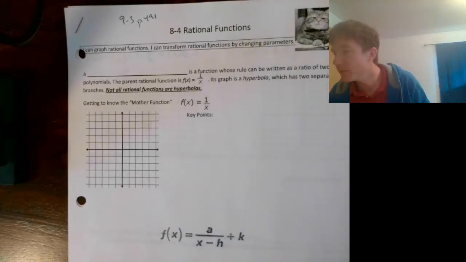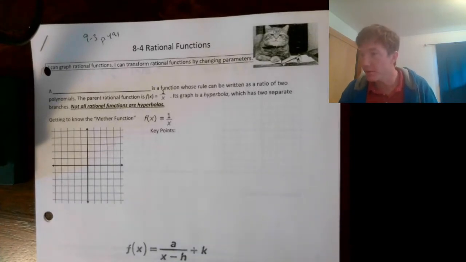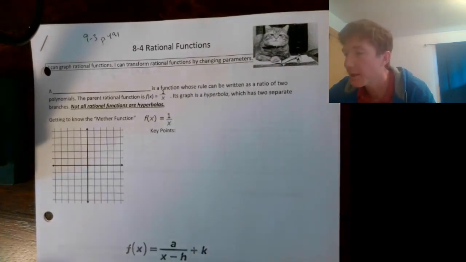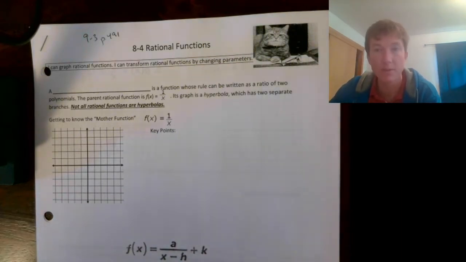Alright, how's it going? This is the next one. This is rational functions. What I'm going to target is I can graph rational functions. I can transform them by changing parameters. So this one's all about graphing the quotients that we've been working with.